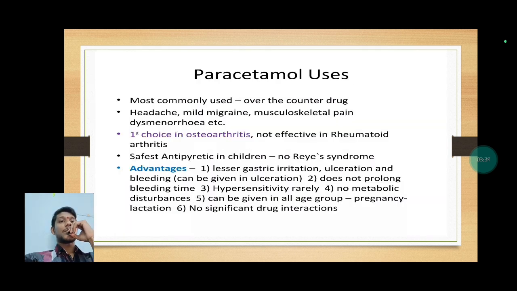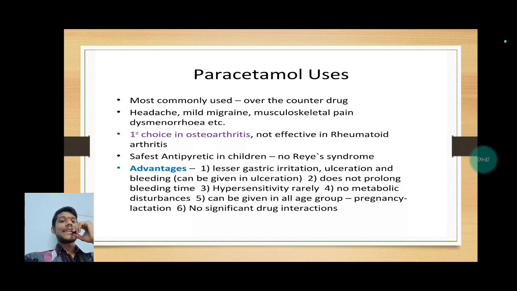The next topic is paracetamol uses. Most commonly used over the counter drug. Headache, mild migraine, musculoskeletal pain, dysmenorrhea, etc. The first choice in osteoarthritis. Not effective in rheumatoid arthritis. It is the safest antipyretic in children. No Reye's syndrome.